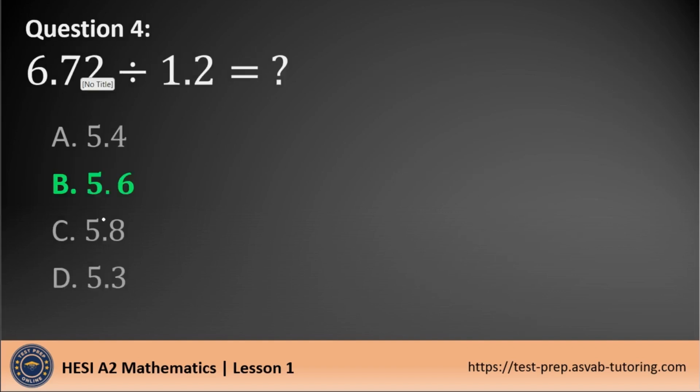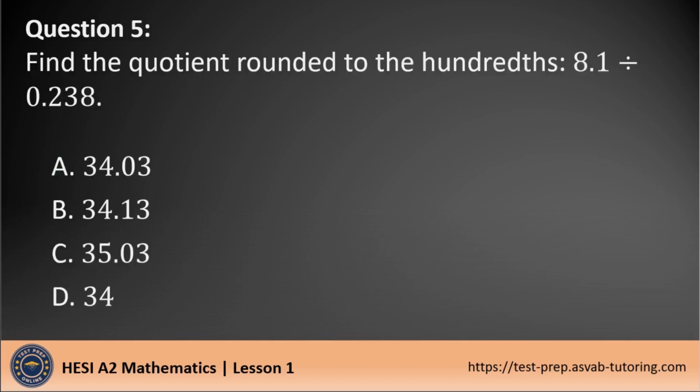So let's go to the next question, number 5. So here we need to check. It's option B. And let's go to question number 5. Find the quotient rounded to the 100th. Here first write down 8.1 divided by 0.238. So here we need to move the 3 digits. From the decimal we need to skip 3 digits. So first write it down this way, 8.1, here only 1 digit, so we need to skip 3 digits.